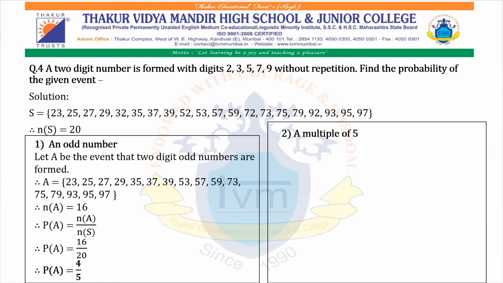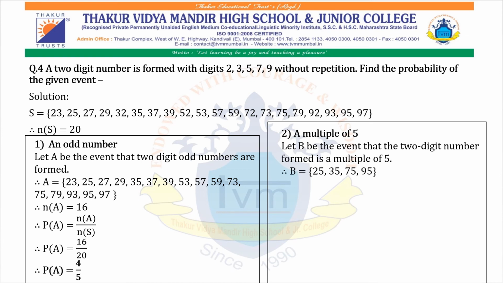Let's see the second event, a multiple of 5. Let B be the event that the two-digit number formed is a multiple of 5. Therefore, B is equal to 25, 35, 75 and 95. So, n of B is equal to 4. So, P of B is equal to n of B upon n of S, that is 4 upon 20. Therefore, P of B is equal to 1 upon 5.